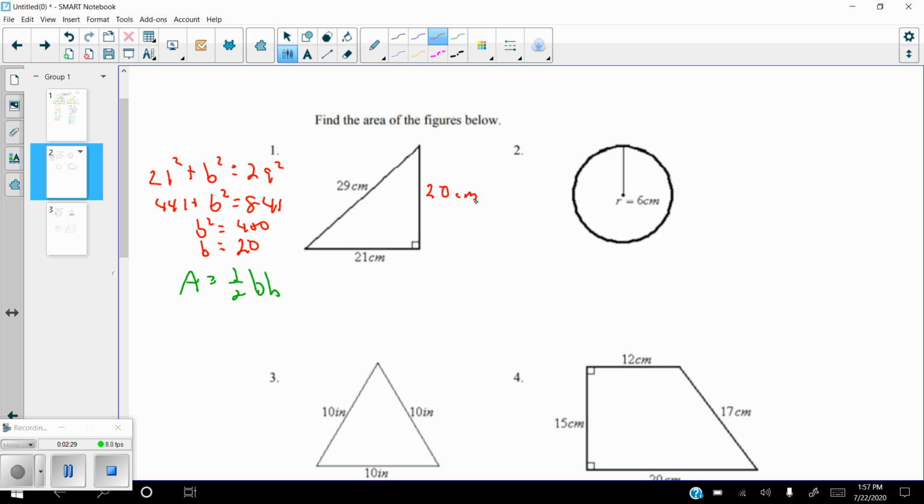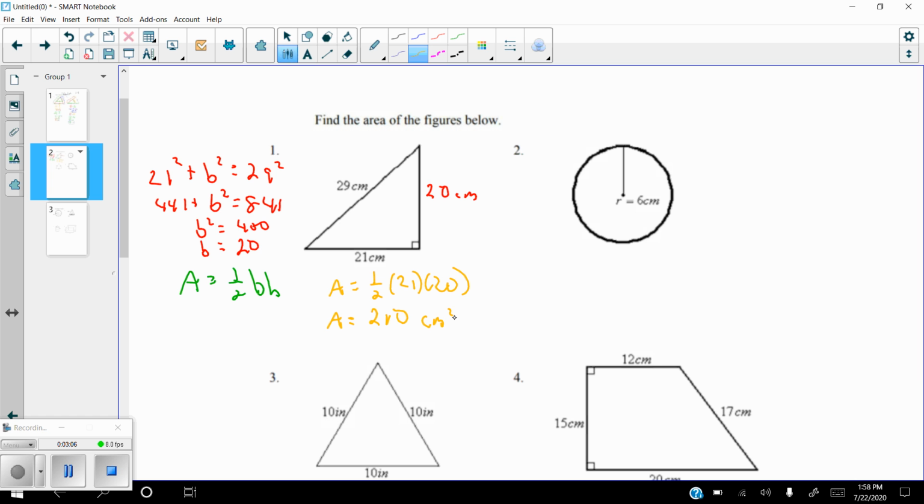The rest of this should be pretty easy to do. So 1/2 the base times the height means that the area of this is going to be 1/2 the base, which is 21, times the height, which is 20. Now remember that you can multiply and divide in any order as long as you keep it consistent. So I don't have to do 1/2 of 21 first. I could do 1/2 of 20 first. Makes it a lot easier. So this is just a way to do some mental math. 1/2 of 20 is 10, and then 10 times 21 is 210. So there's my area, 210 square centimeters.